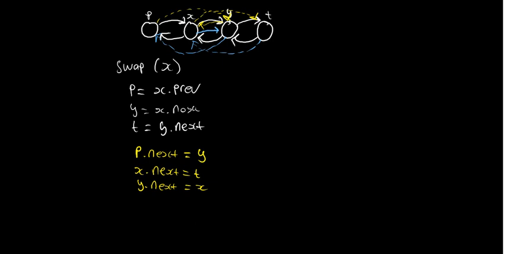We then want y to point to p, and then we want x to point to x, the previous one. So we're going to say, okay, t dot priv is equal to x, right? And then we're going to have y dot priv pointing to p, and then x dot priv pointing to y, right?